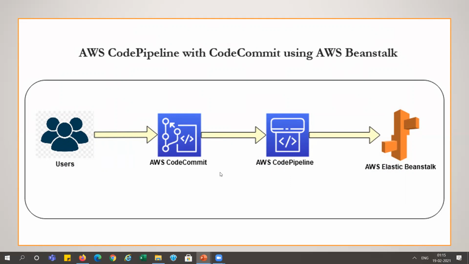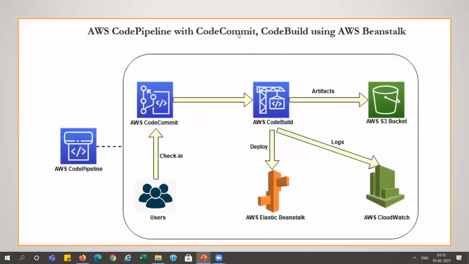So next, in the last POC, we will add CodeBuild over here. So the user will check in the code in AWS CodeCommit, and AWS CodeBuild will create the build for that and deploy this code to AWS Elastic Beanstalk, and also keep the log files in AWS CloudWatch and artifacts in AWS S3 buckets. This is created automatically by the pipeline.